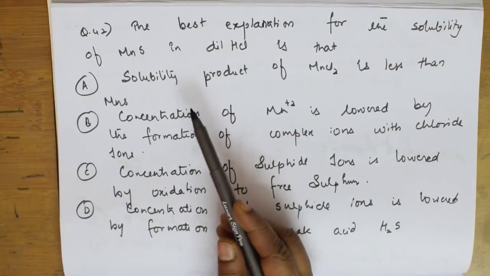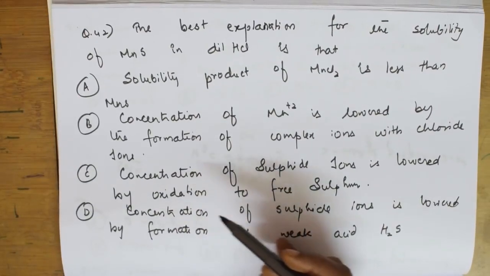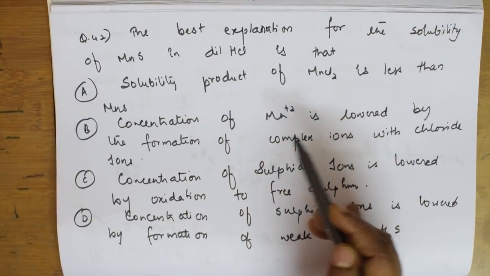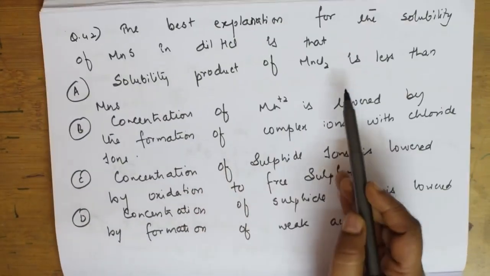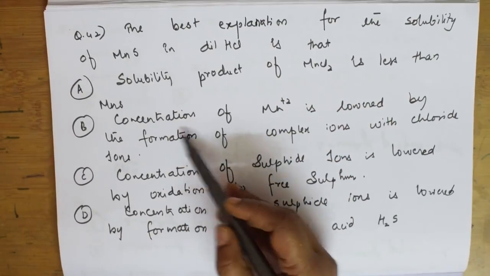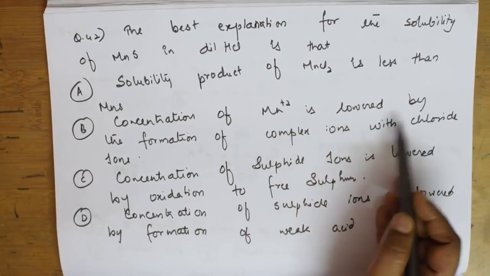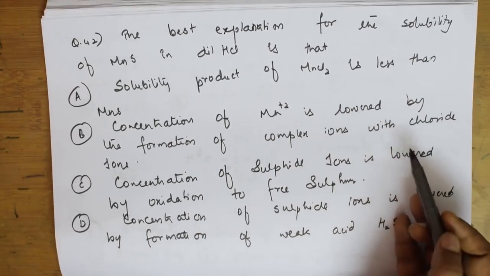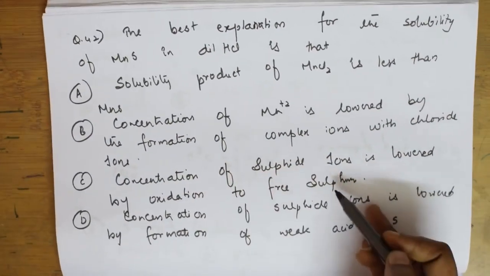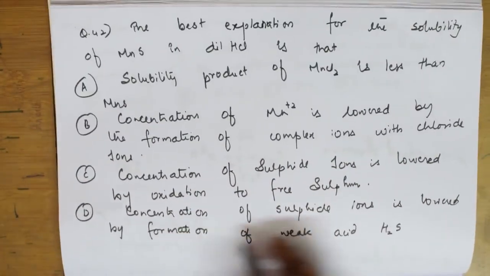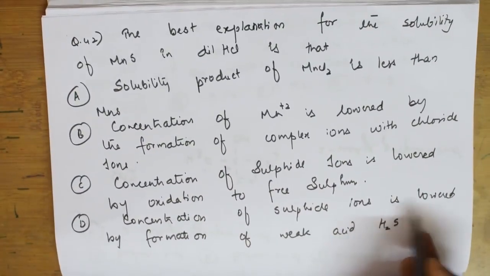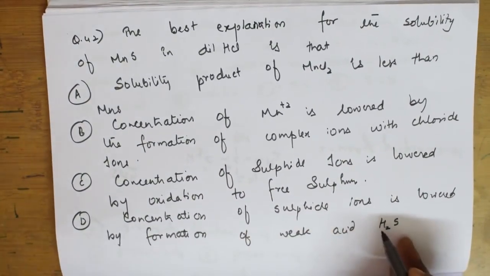So what do they give me? They've given 4 options to us. So which will better explain the solubility of manganese sulfide in dilute HCl? They said here: solubility product of MnCl2 is less than MnS. Concentration of Mn2+ is lowered by the formation of complex ions with chloride ions. Concentration of sulfide ions is lowered by oxidation to free sulfur. Concentration of sulfide ions is lowered by formation of weak acid H2S.